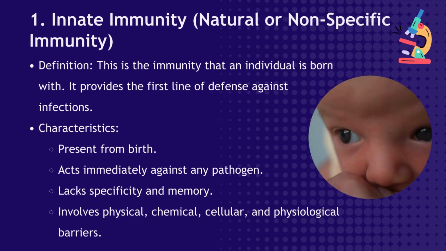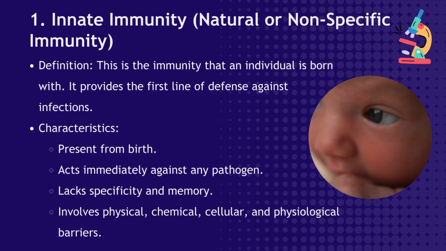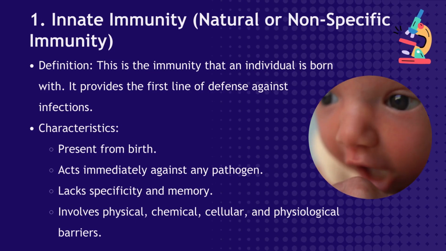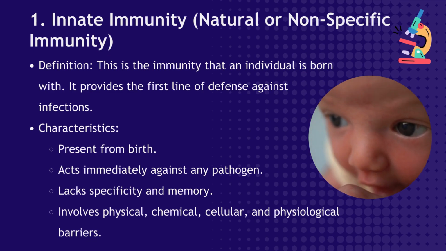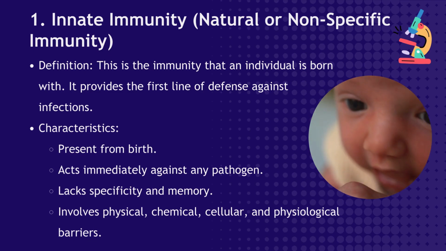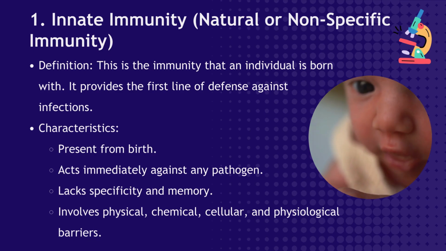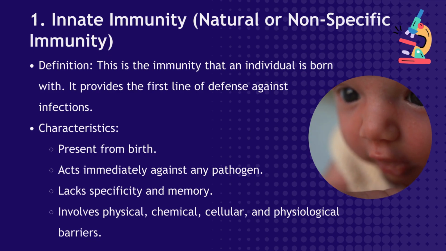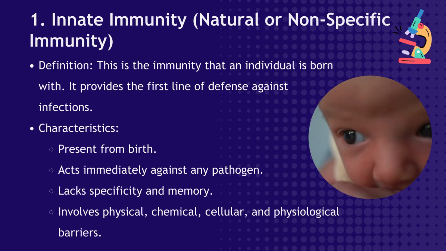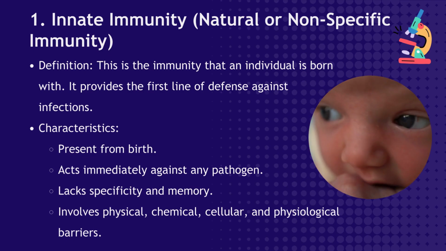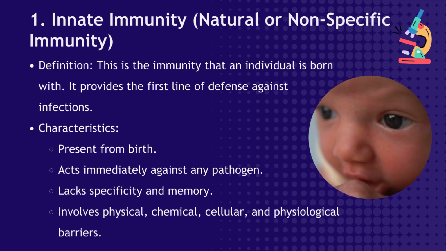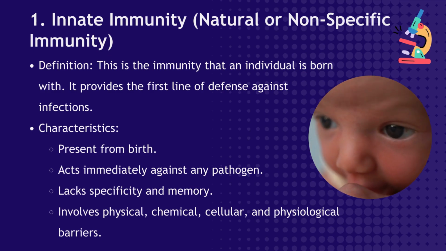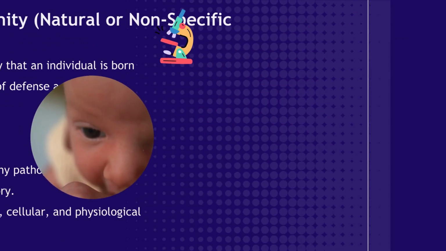Innate immunity, natural or non-specific immunity. Definition: this is the immunity that an individual is born with. It provides the first line of defense against infections. Characteristics: present from birth. Acts immediately against any pathogen. Lacks specificity and memory. Involves physical, chemical, cellular, and physiological barriers.